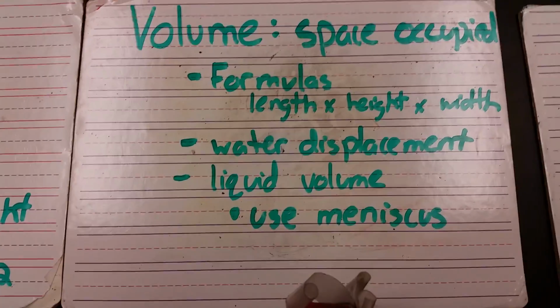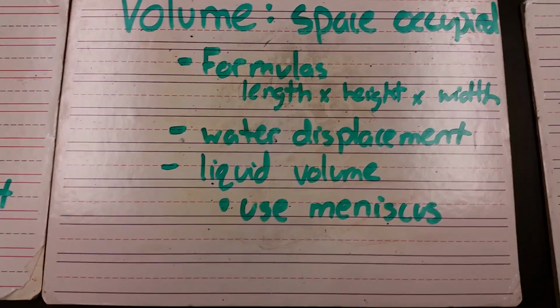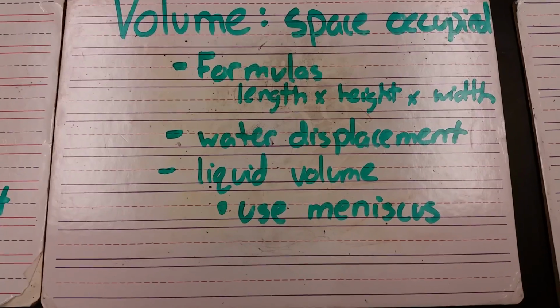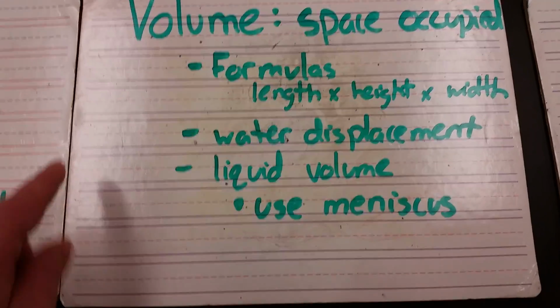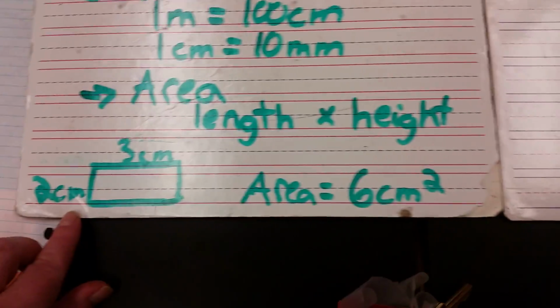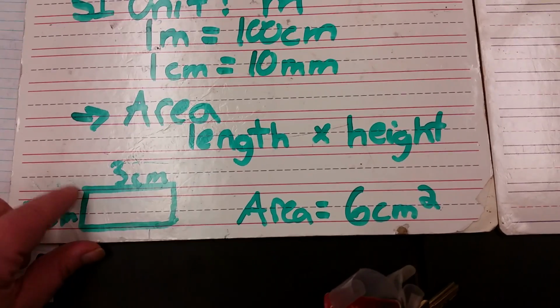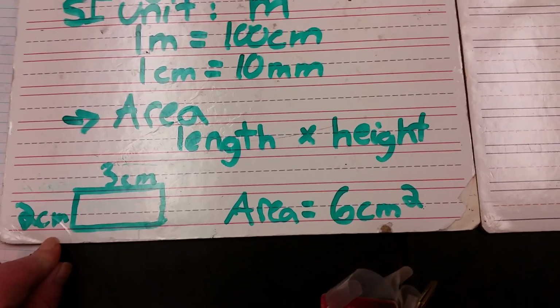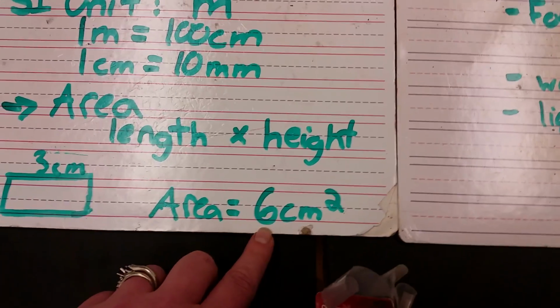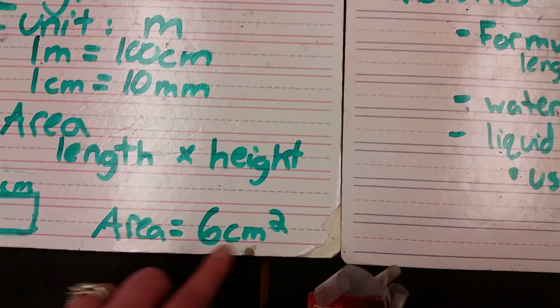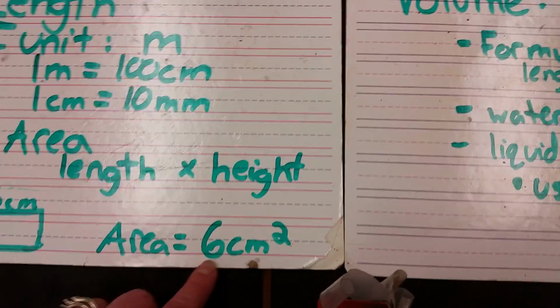Now our next one will be volume. And volume is the space occupied by an object. You could use formulas like length times height times width to find a cube. So if I took my original and made this 3-dimensional, and let's say it was 2 times 3 times another 2 centimeters in width, then I could take this number and it would be 12 centimeters. Well, it would be 12 centimeters cubed.